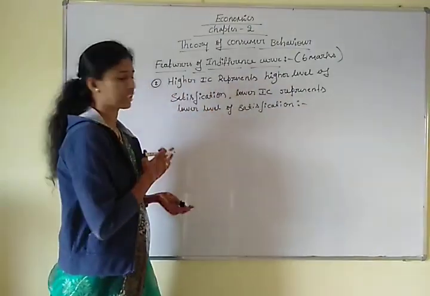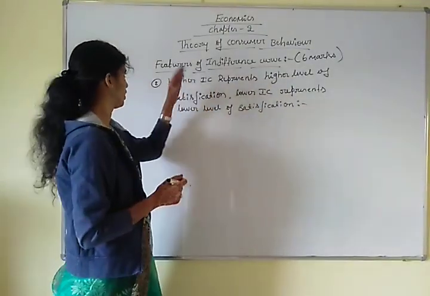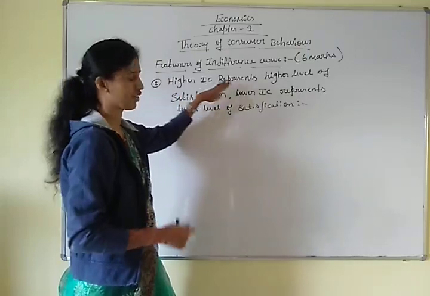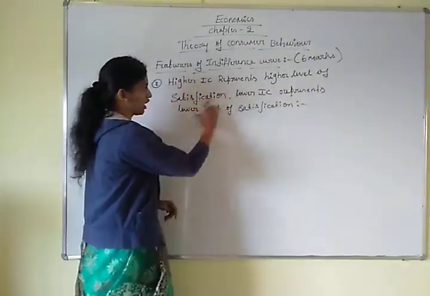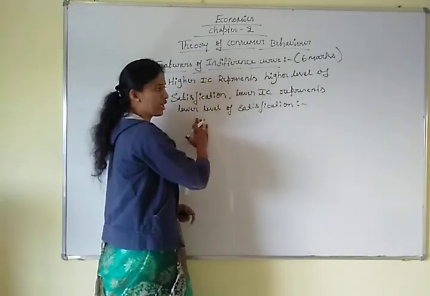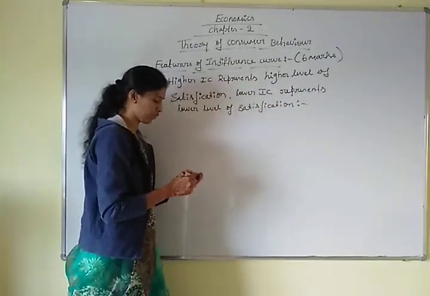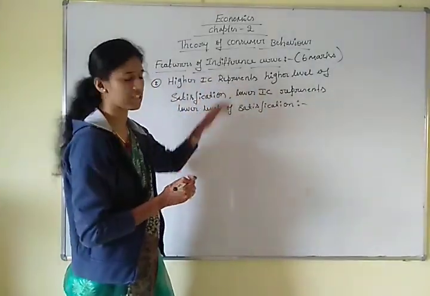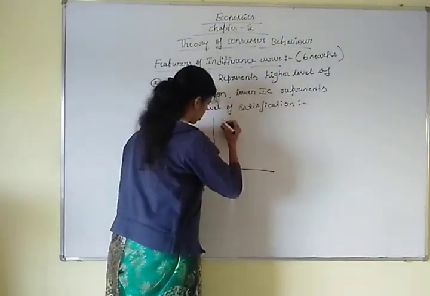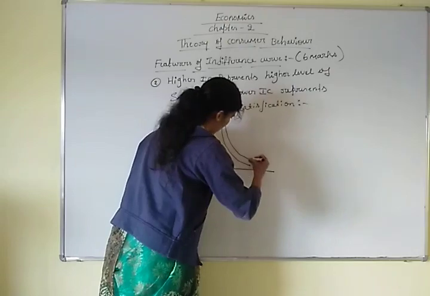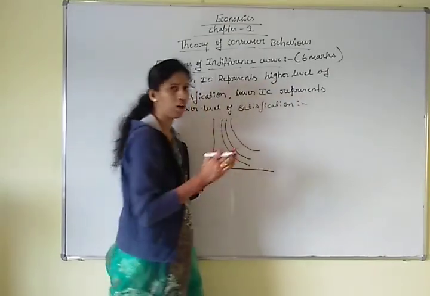Okay. The second important feature is an IC curve. Higher indifference curve represents higher level of satisfaction. Lower indifference curve represents lower level of satisfaction. You know, in indifference curve, I mean indifference map. It is indifference map. You know already. Indifference map means a family or a group.